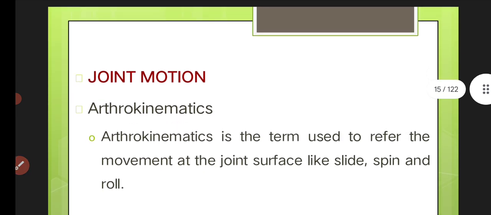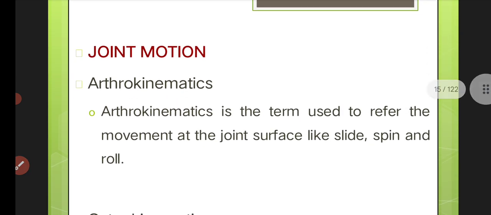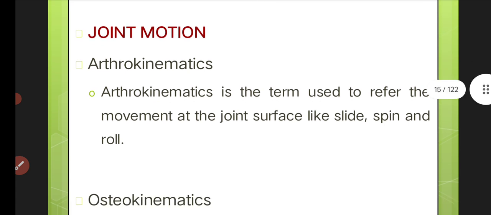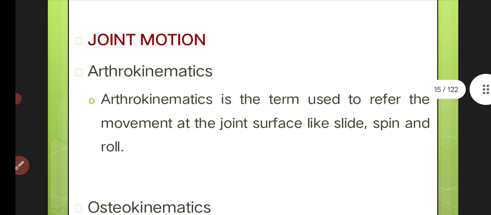In joint motion, we'll study in the second year in detail about the osteokinematic and arthrokinematic joint motion. Now, here we'll study it in short form. Arthrokinematic joint motion is a term used to refer to the movement at the joint surface, like slide, spin and roll. So, suppose in shoulder joint there are two types of joint motion: one is arthrokinematic joint motion and number two is osteokinematic joint motion.